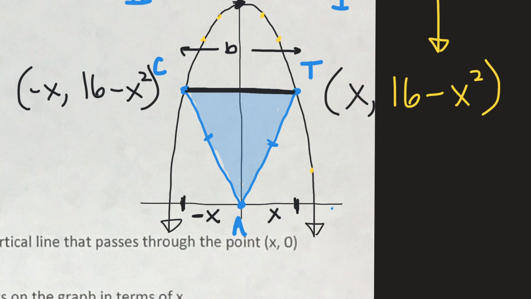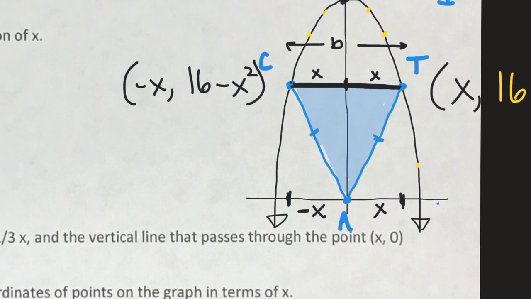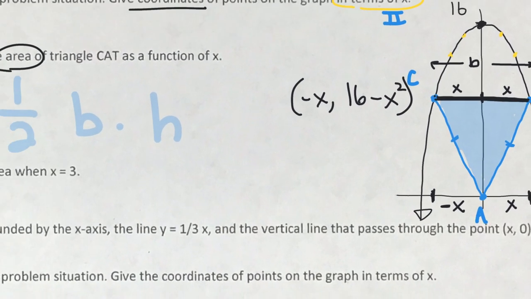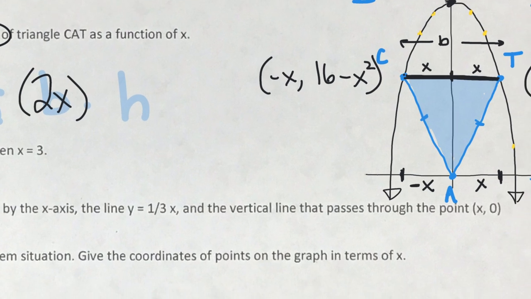So how far is it from C to T? Well, we know that from the middle to T is x units. And we also know from the middle to C, because it's a distance, is also a positive x units. Whether we go left or right, distance is always positive. So from C to T, that is a grand length of 2x. So the base of your triangle is 2 times whatever x value you want to pick.